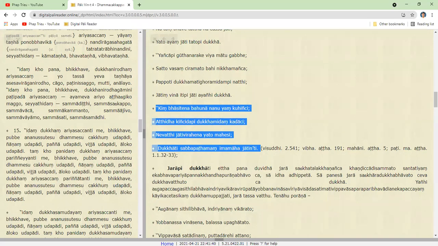Because the first pāda and second pāda form a meaningful sentence, we can translate it easily. The third pāda is also translated easily, a meaningful sentence. The fourth pāda is also a meaningful sentence. Therefore, it is easy to translate. But some verses are not like that.